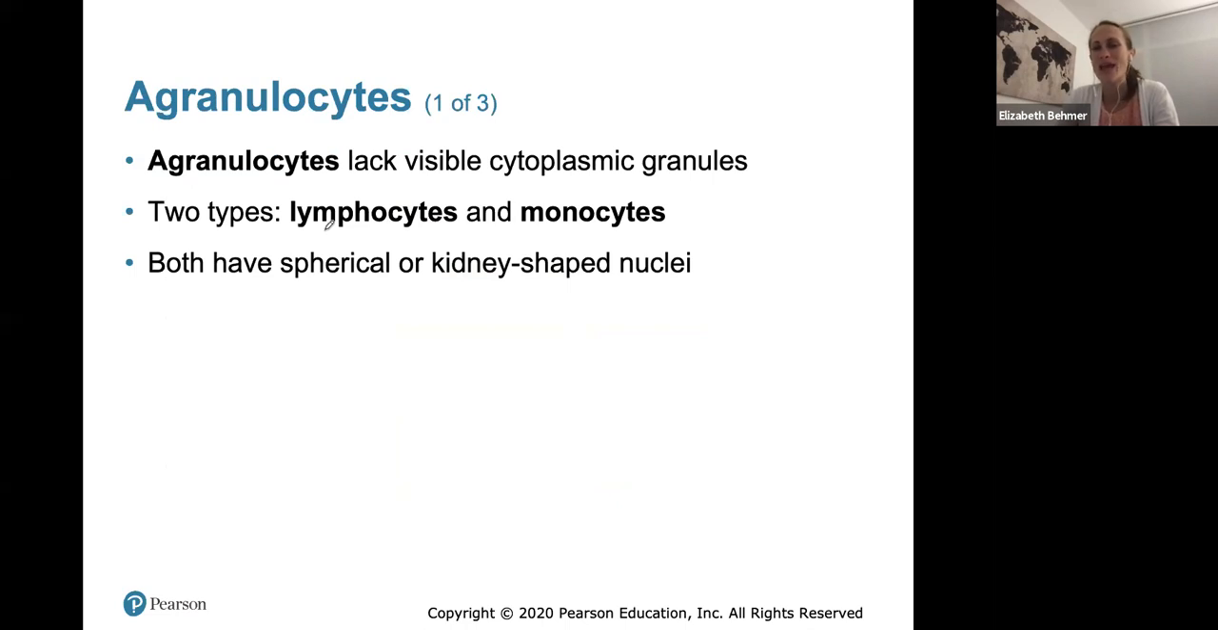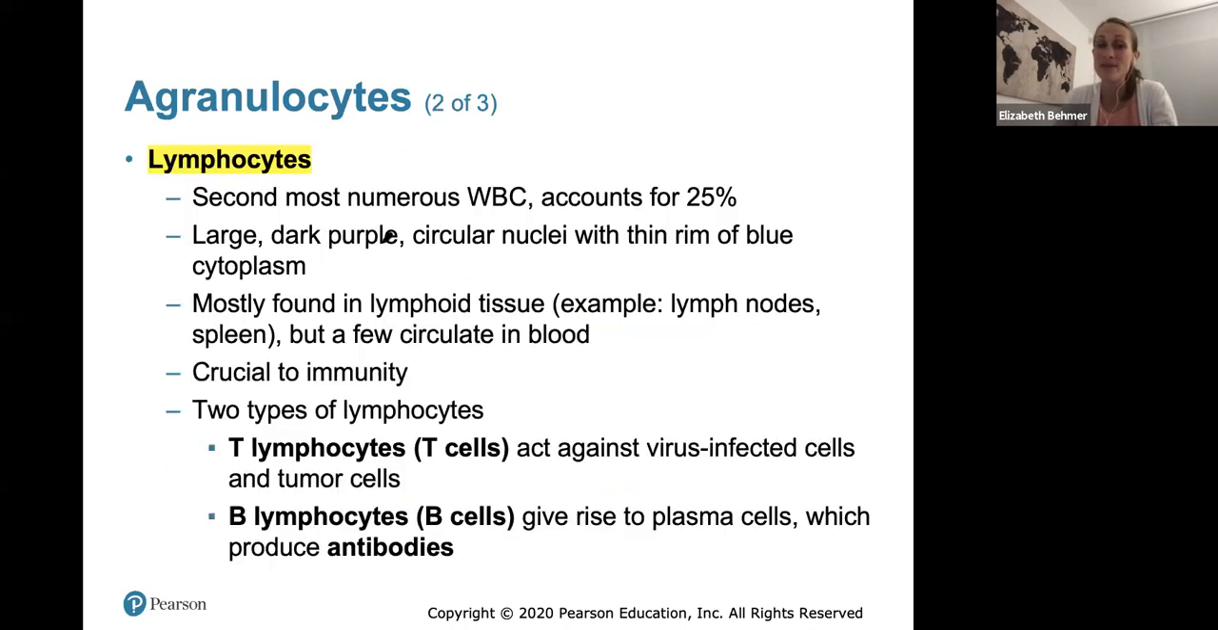So then we'll go to our agranulocytes. The 2 are lymphocytes and monocytes. The lymphocytes, after neutrophils, are our second most numerous. They have a large dark purple circular nucleus that almost fills the entire cell. They're crucial to immunity because they will develop T lymphocytes and B lymphocytes.